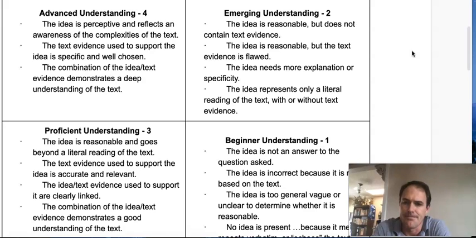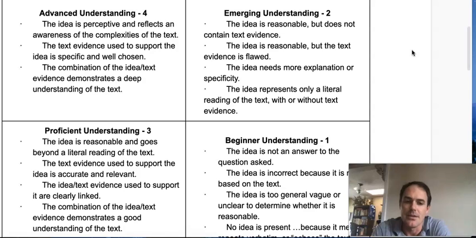To get into a passing grade or an emerging understanding, you need to give me an idea that's reasonable but doesn't contain text evidence, or the text evidence is flawed, or the idea needs more explanation, or the idea is just too literal. And I'm going to show you an example in just a minute what this looks like. But that's a 72 in the gradebook.